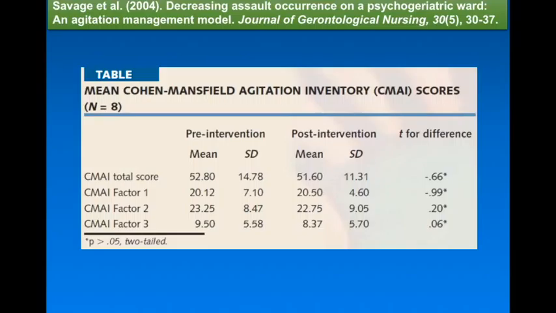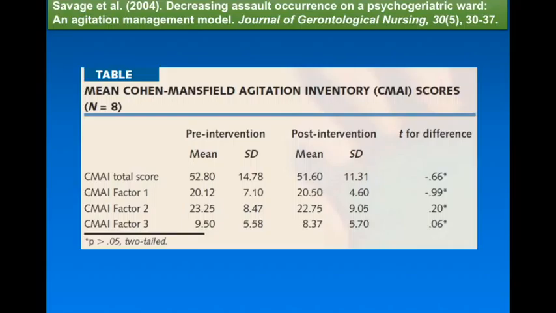So they used this Cohen-Mansfield Agitation Inventory. They measured the total scale as well as 3 domains. This table doesn't explain what those domains mean, so we don't really know that, but I'm hoping that they would be explained in the study write-up itself. So here you can see they have those, which would be your DVs, and then you have pre-intervention and post-intervention mean and SDs. So this is showing you that your IV is the pre-intervention and post-intervention measures.